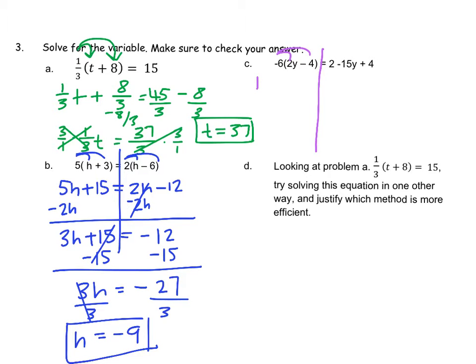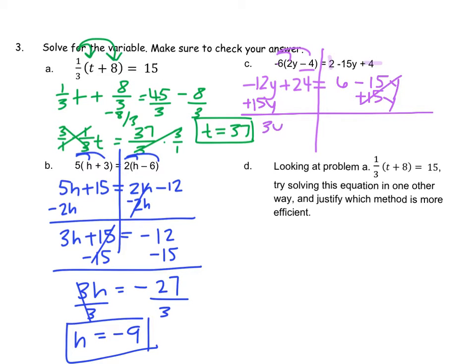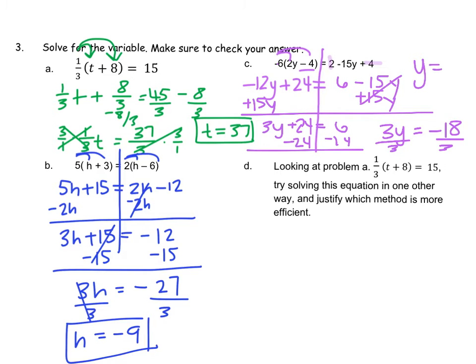Negative 6 times 2 is negative 12y. Negative 6 times negative 4 is a positive 24 equals, here I have some like terms, 2 plus 4. I can combine those right away to become 6 minus 15y. I'm going to move my variables to one side, so I'm going to add 15y to both sides. 3y plus 24 equals 6 minus 24. 3y equals negative 18 divided by 3. Y equals negative 6.